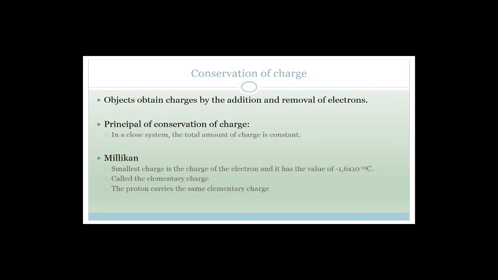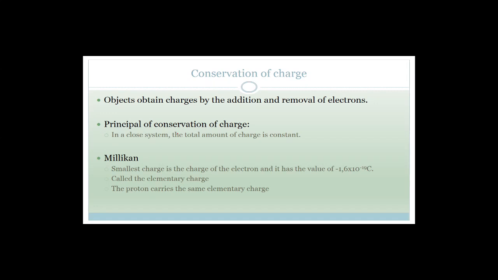Objects obtain charges by the addition or removal of electrons. That is very important because a lot of times people used to think that objects were positively charged if they had positive protons on them, and negatively charged because things had moved. In other words, they thought the positive things were moving away and towards. Meanwhile, it's actually the addition and removal of the actual electrons.